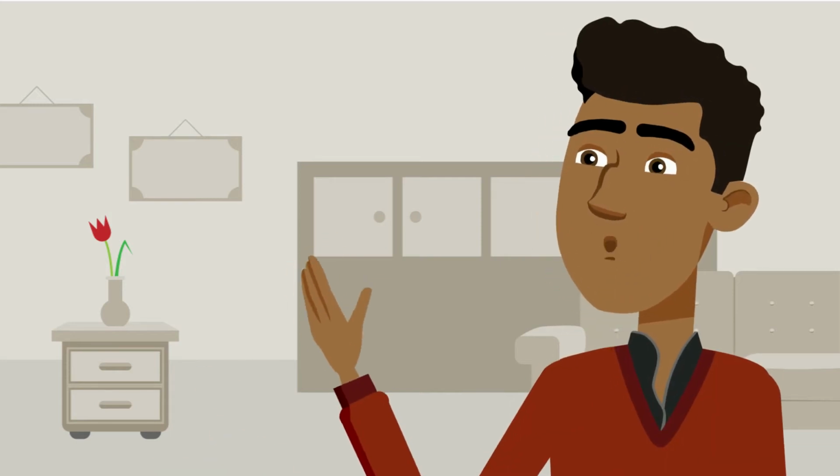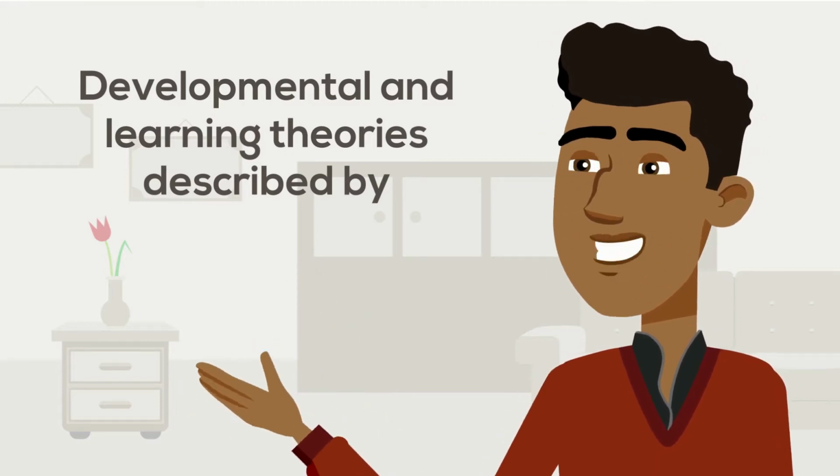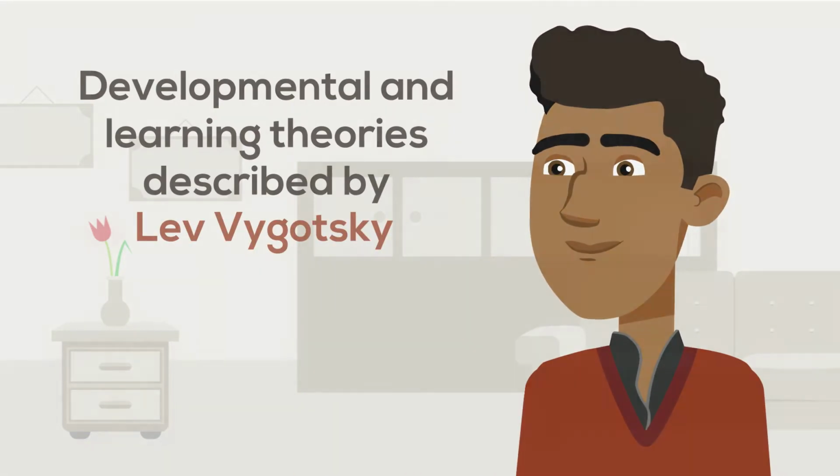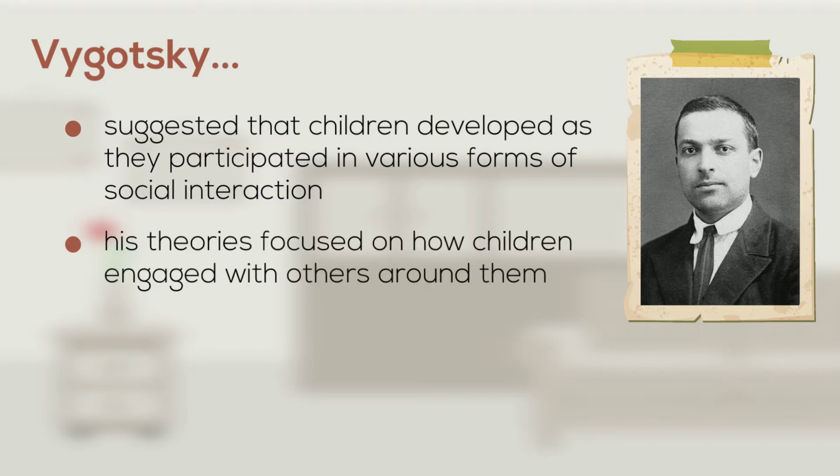Hello and welcome to today's session on developmental and learning theories described by Lev Vygotsky. Vygotsky suggested that children developed as they participated in various forms of social interaction. His theories focused on how children engaged with others around them.